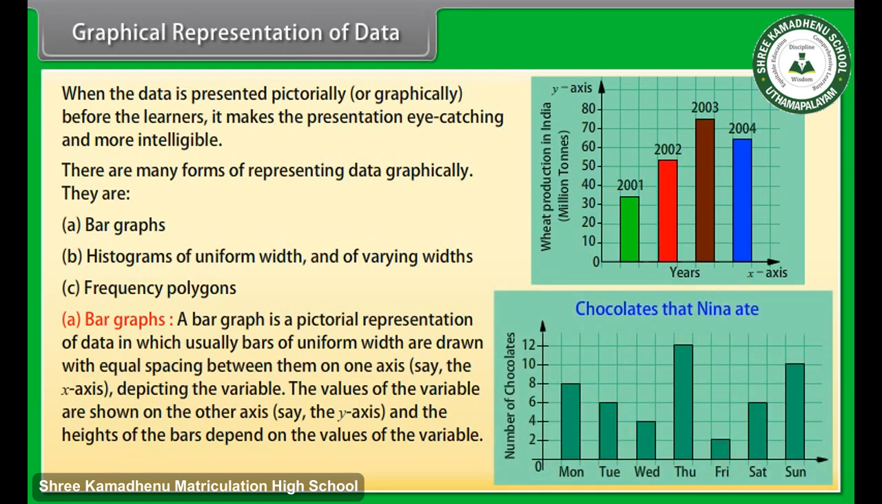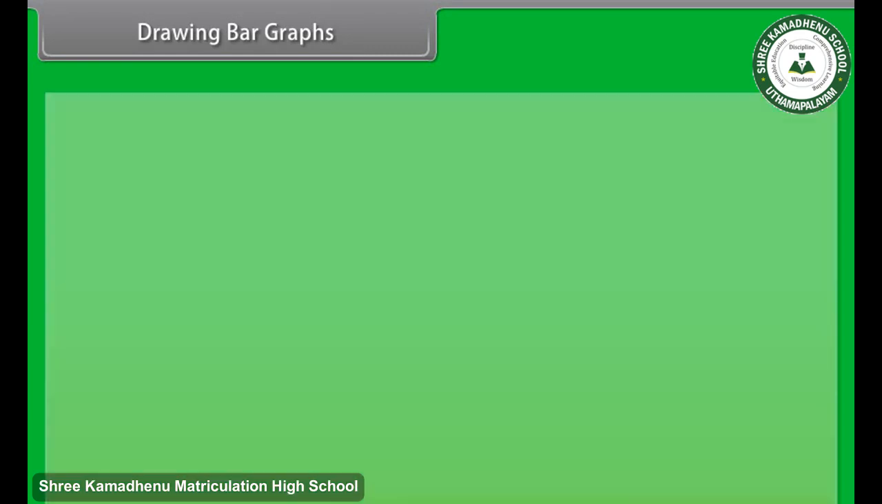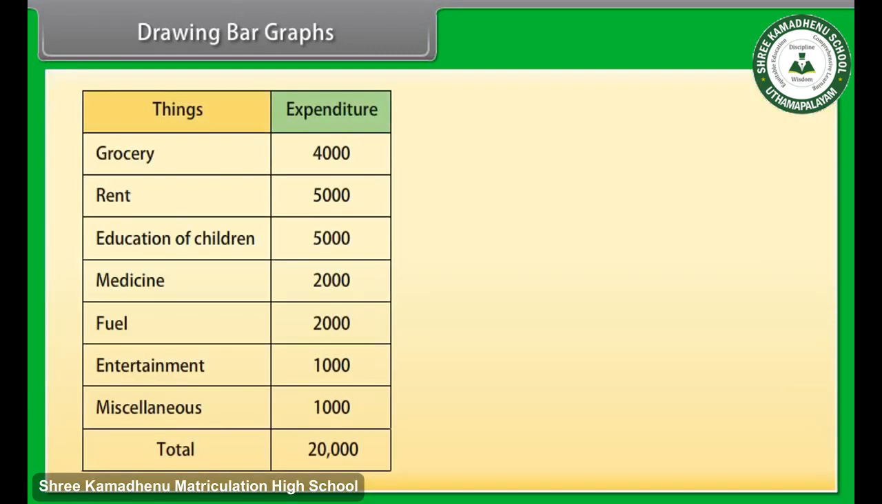Let us take one example to read the bar graphs. Observe this bar graph. This represents the number of chocolates that Nina ate last week. Now, can you tell on which day she ate the most chocolates? We can see that on Thursday she ate the most chocolates.